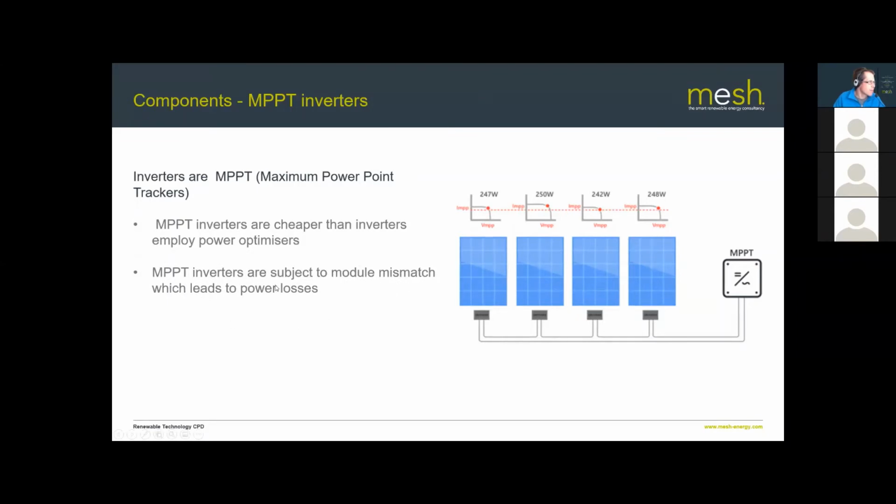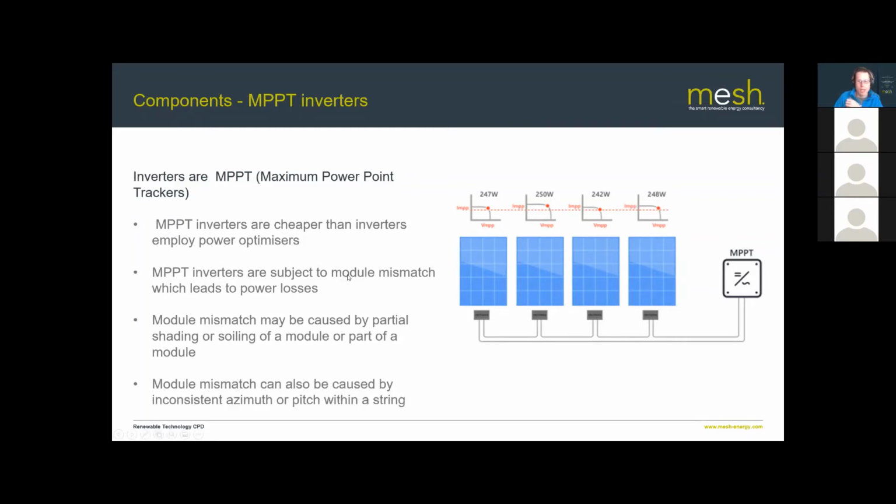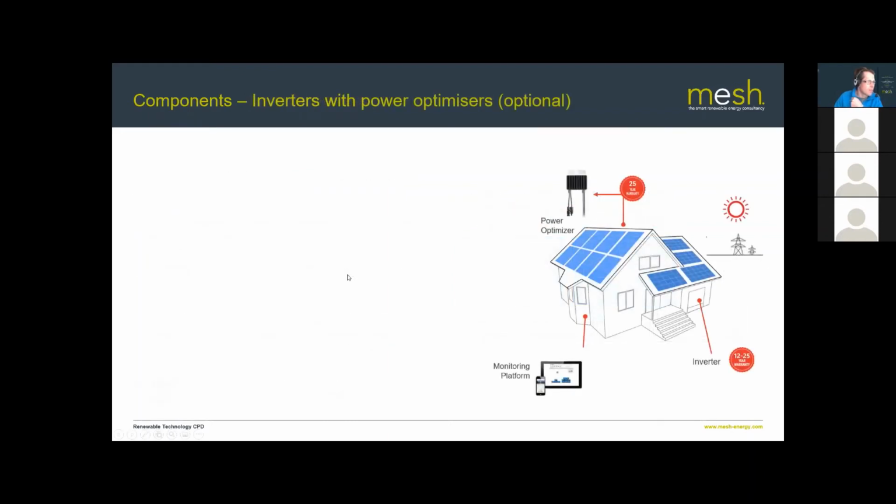But MPPT inverters are subject to what they call module mismatch. So if you have a string of panels and one of the panels, for example, has partial shading, with an MPPT inverter, effectively the string is only as strong as its weakest link. So if you have one panel which is in shade, it will drag the efficiency of all the other panels around it down, and that's something you get away from with the type of inverter made by a company called SolarEdge, which uses power optimizers.